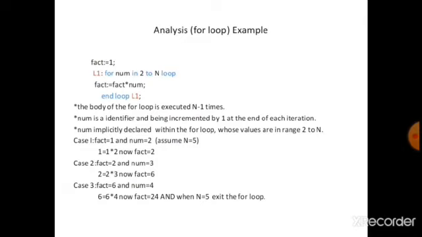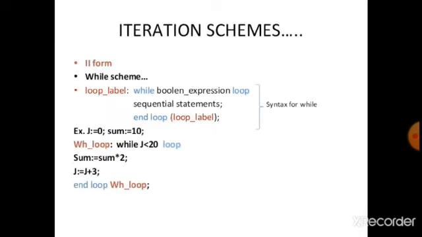And after executing this case 3, now your num is equal to 5. When num is equal to 5, your control comes out of the loop, or we can say it exits the loop. This is about the for statement analysis, or you can say the execution of the for statement.